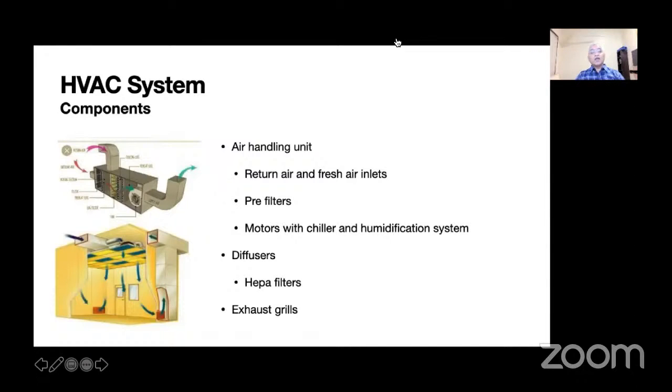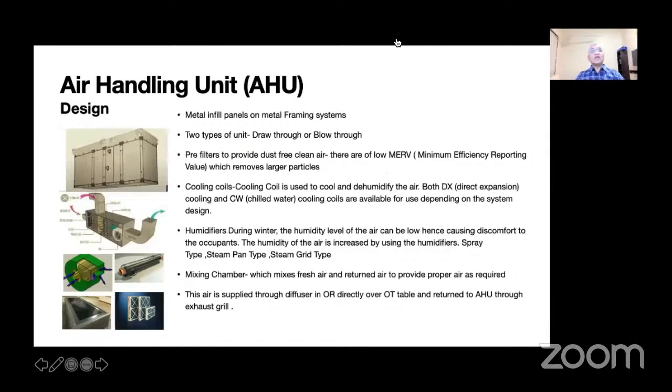Then you might have seen a diffuser grill right in the operation theater, right above the operation theater table, which is called the diffuser. And preferably the HEPA filter, which is the best among all filters installed in the HVAC system, has to be there in the diffuser. And then on the side wall, you might have seen the exhaust grill from where return air goes to the air handling unit. Now, the air handling unit is basically a big metal box on a metal framing system.